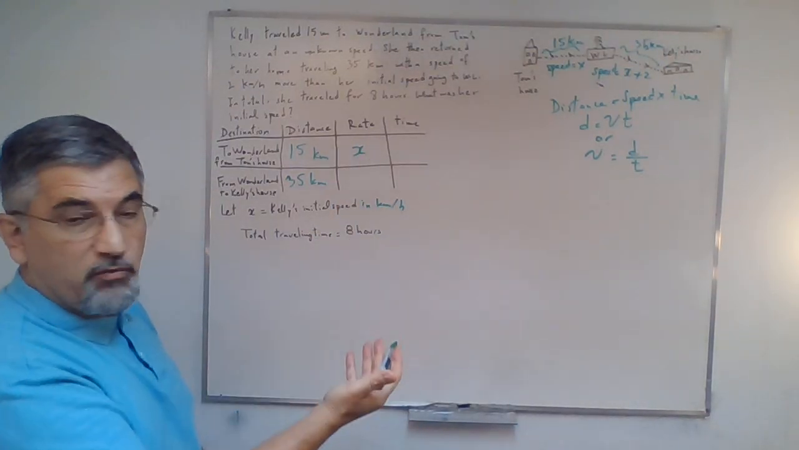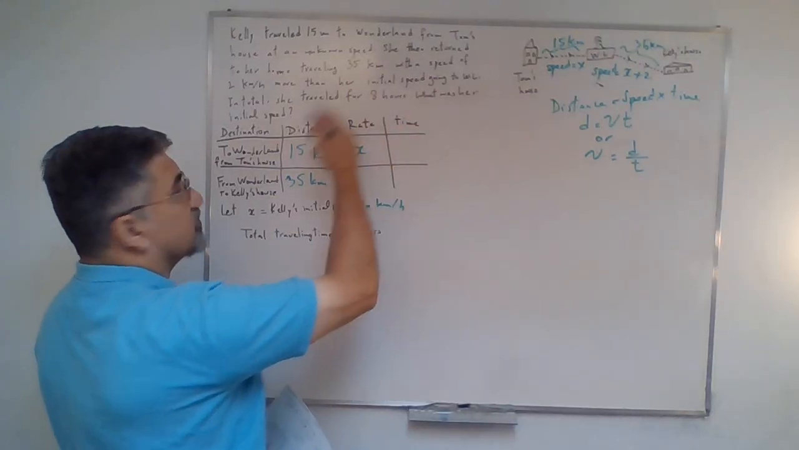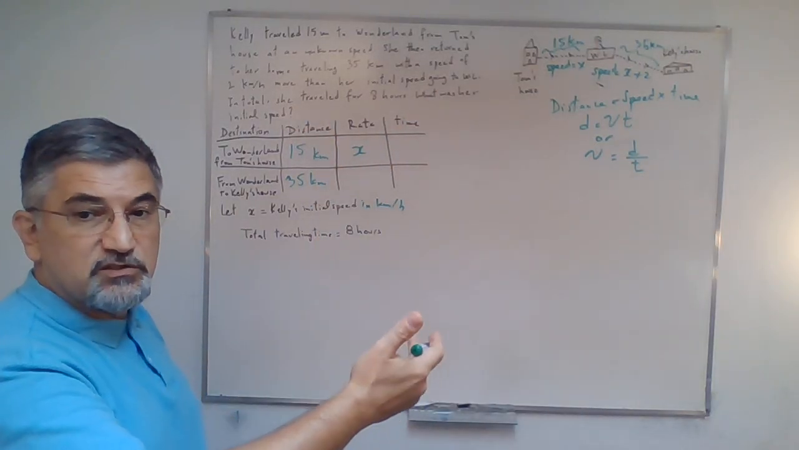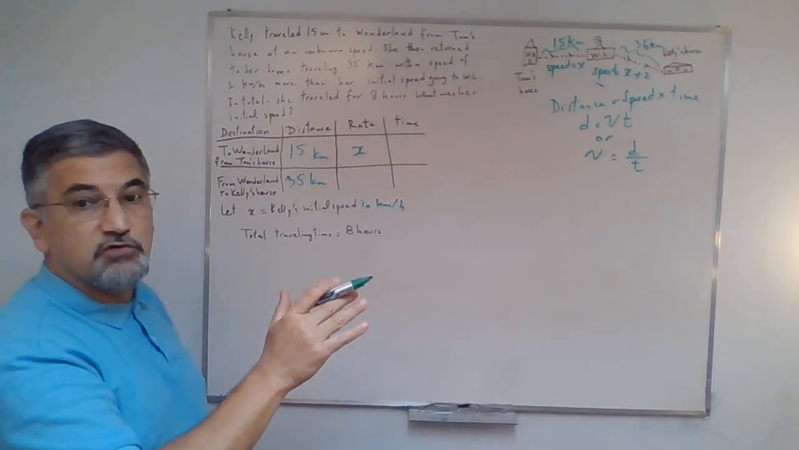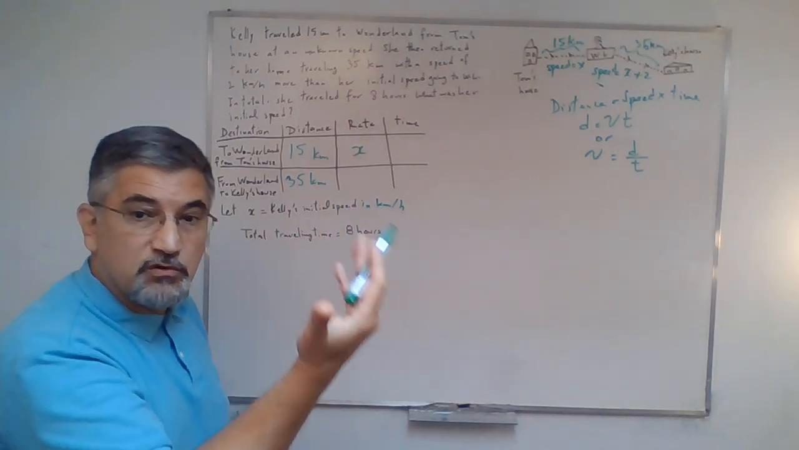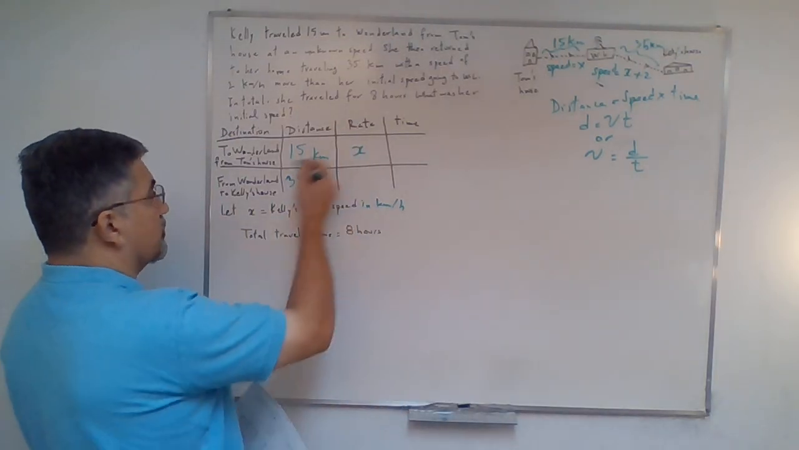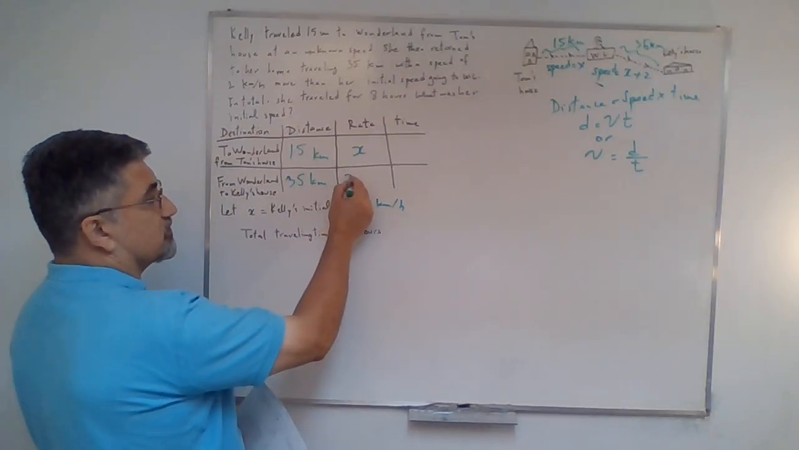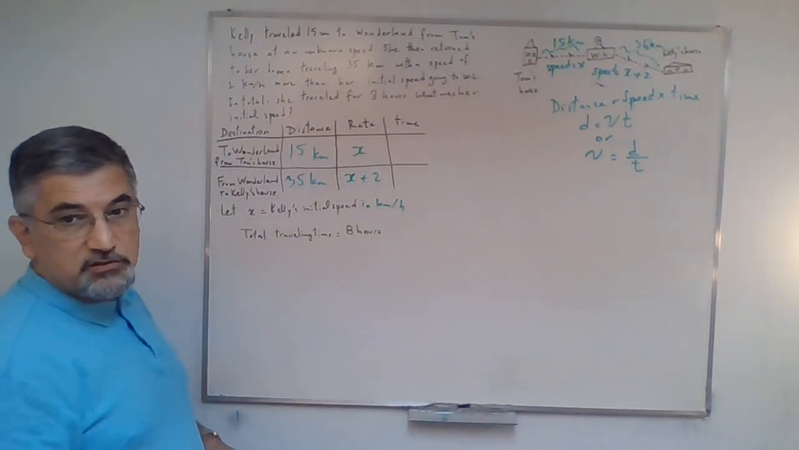We decided it that way because the question is what was her initial speed. So whatever they're asking is going to be your unknown, basically. So you're going to write your let statement referring to what is asked in the question. The speed from Wonderland to Kelly's house was a bit faster, so it's x plus 2.